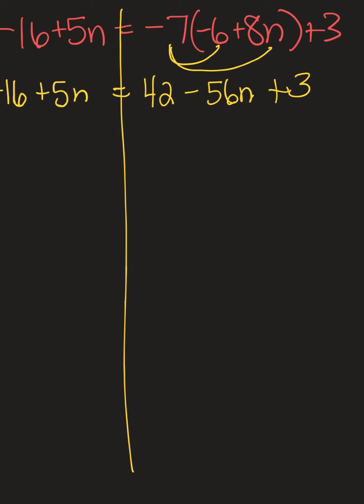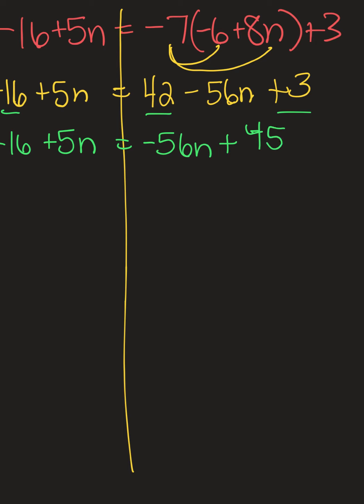Continuing on, I'm going to combine like terms. Now I have a negative 16, positive 42, and a positive 3. The thing is that negative 16 is on one side of the equation and the other two are not. So I'm going to just drop down negative 16 plus 5n over here because they're not on the same side of the equal sign, so they're irrelevant to me right now. I'm going to rewrite the negative 56n because there's not another variable term on the right side. And I'm going to combine 42 and positive 3, which gives me positive 45.